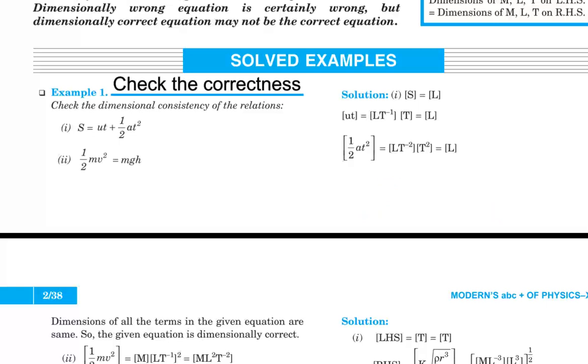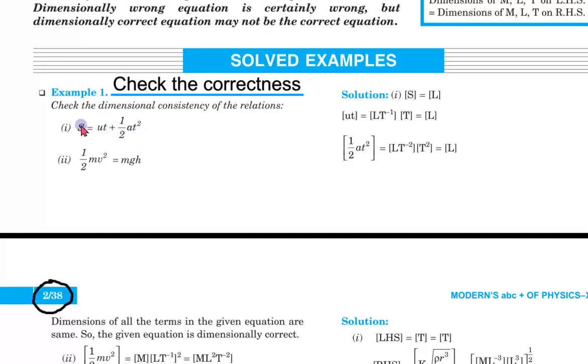So if you want to look at your text, here's the page. Now first let me solve these, number 1 and number 2, and I'll give you another assignment. For number 1, s equal to ut plus half at squared. This is a very popular formula.